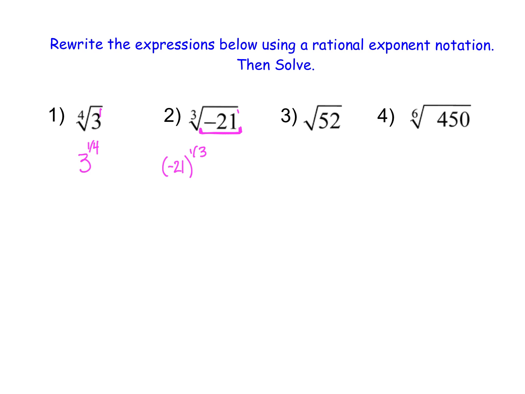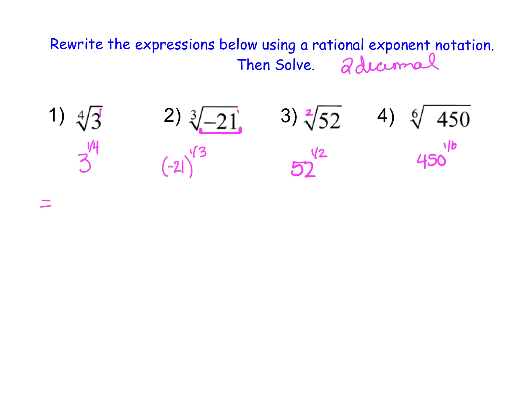Then from here, we have 52. Remember, if there's no number in the root, we can assume that that is a 2. So it's 52 to the power of 1/2. And then here we have 450 to the power of 1/6. So all we're going to do is plug these into our calculator directly and then round to 2 decimal places just to get an approximation for what these values are equal to.